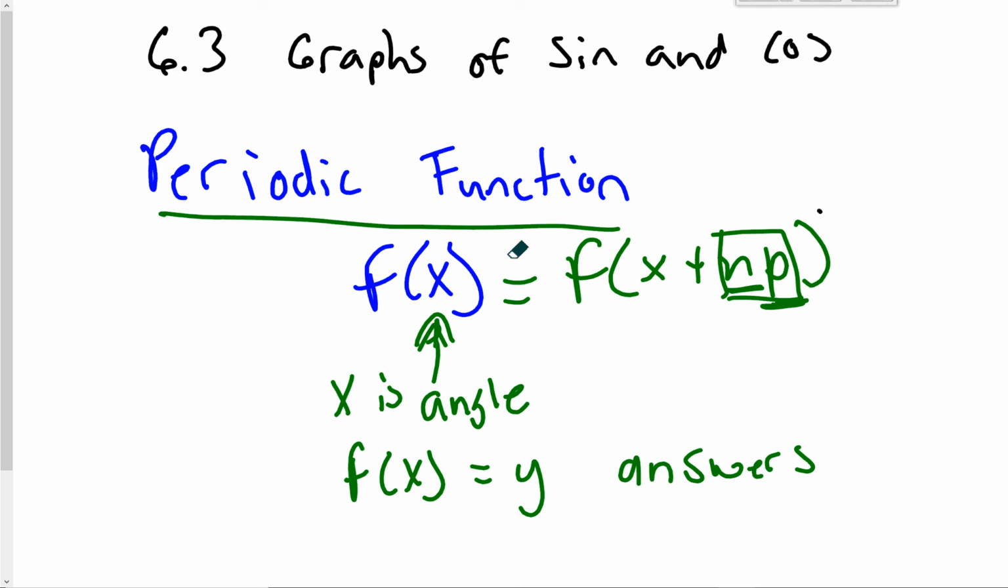We'll go ahead and graph sine and cosine in 6.3. Whatever the smallest number is where we get repeated answers, that's called the period length, or just plain the period. So the smallest number where you start repeating your answers is the period.